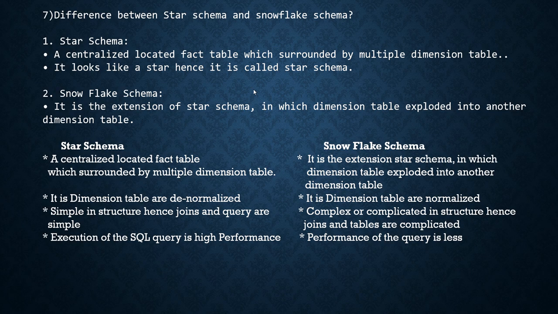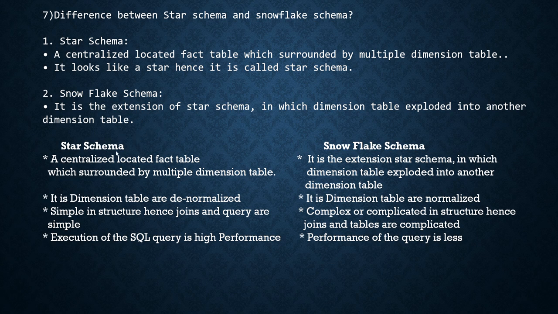Next question is, difference between star schema and snowflake schema. Star schema has a centrally located fact table which is surrounded by multiple dimensions. It looks like a star, hence it is called a star schema. This is a star schema, and this is a snowflake schema. It is the extension of star schema in which a dimension table is exploded into another dimension table. It is called snowflake schema.